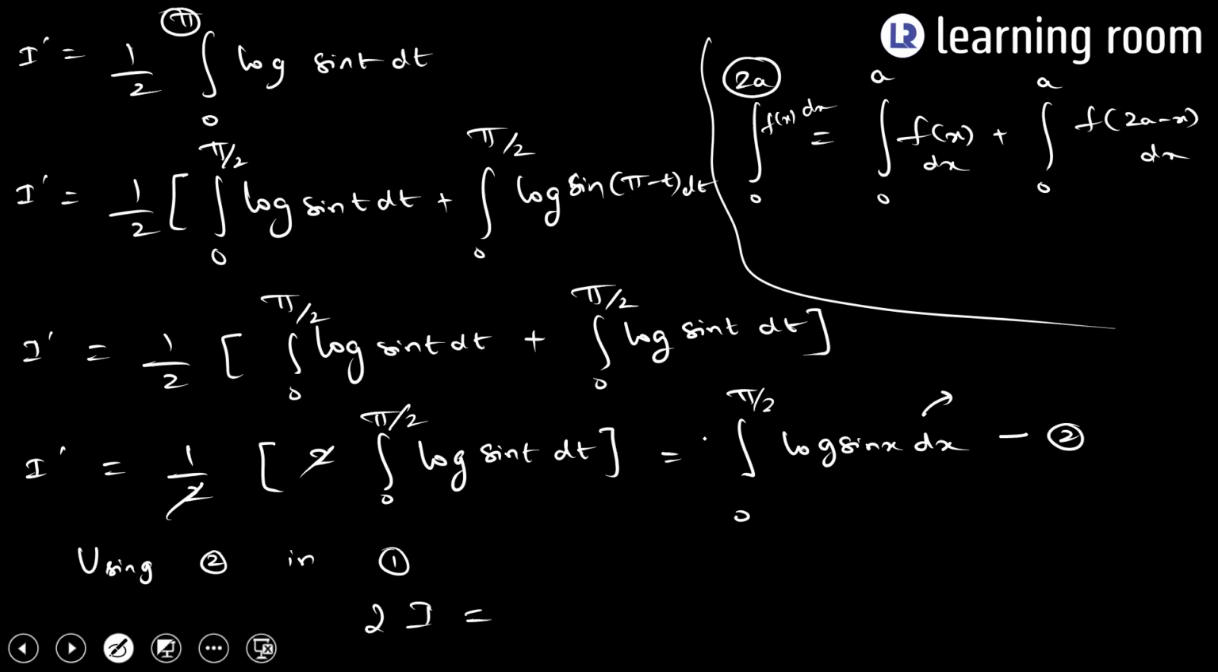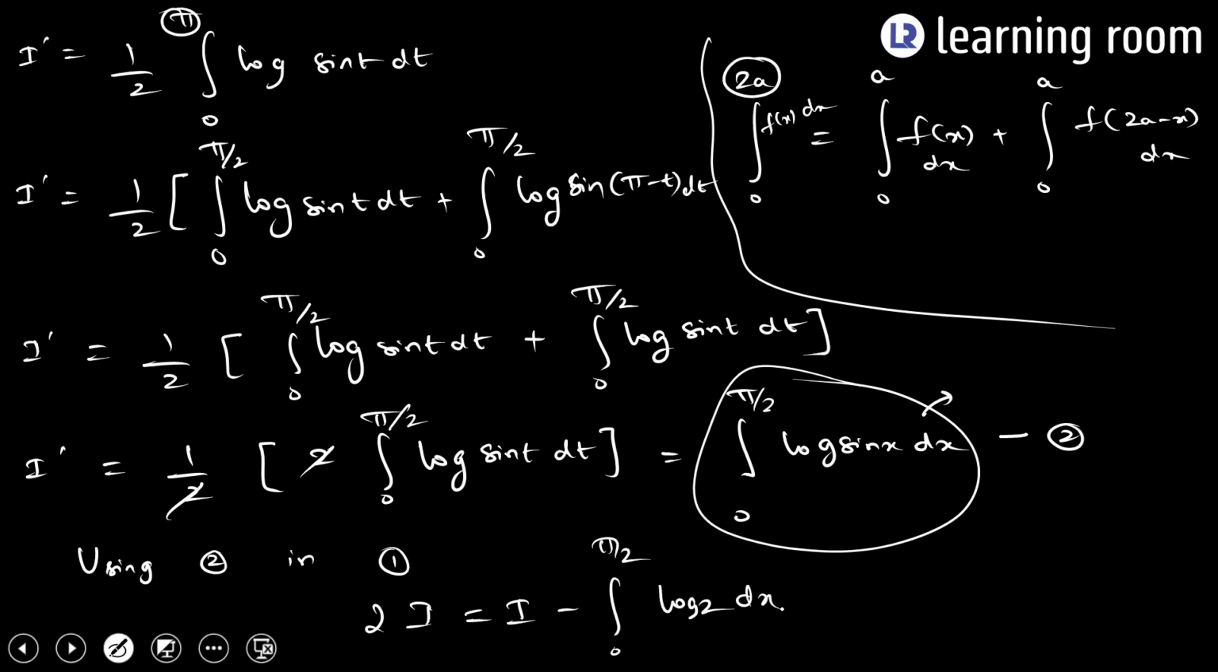So 2i will be equal to, if you observe what this is, it is the question. It is I itself. So is this not the question? 0 to pi by 2 log sin x. That is what I consider to be I. Right? I minus, what do I have here? Integral of 0 to pi by 2 log 2 dx. Is it right? So if this I comes to the other side, it becomes I is equal to minus of log 2 into integral of dx between 0 to pi by 2, which will give me pi by 2. So the answer is minus pi by 2 log 2. Okay, so that is the required answer.